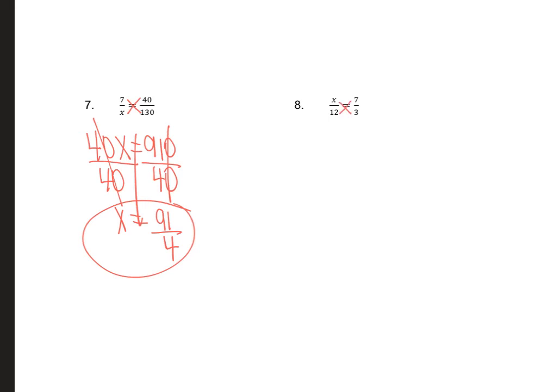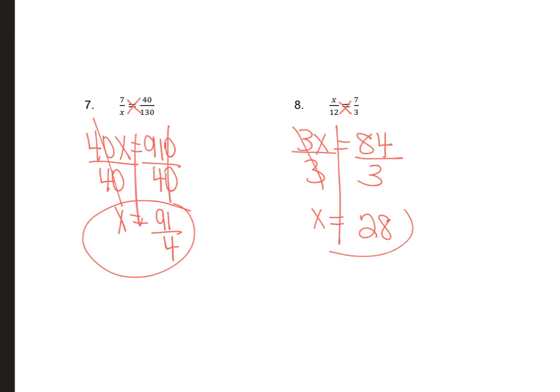All right. And then the last one, we get 3x equals 84. Divide both sides by 3. X equals, I think this one is divisible. We get 28. Yep. And we are done.